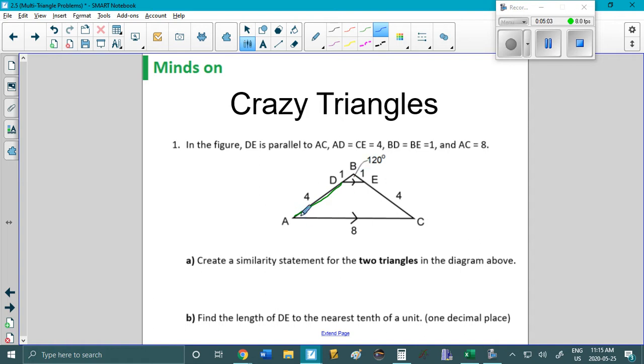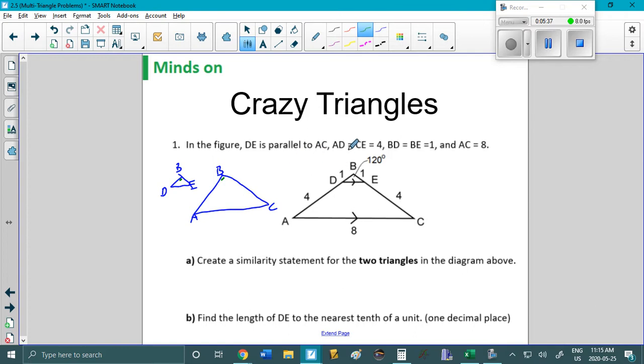and this big side along the bottom is AC. So the similarity statement, well, we know that angle B equals angle B. So let's draw the two triangles. We got the little guy, and we got the big guy. The little guy is B, D, and E, and the big guy is B, A, C. And so we know that these two angles are the same because they're the same angle, right? They're both in the same triangle.